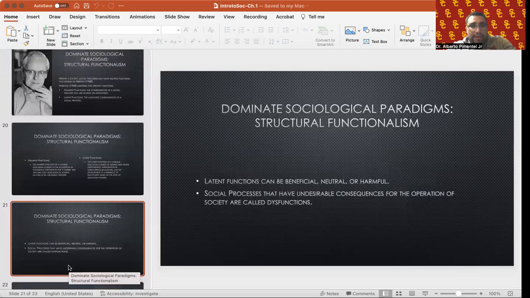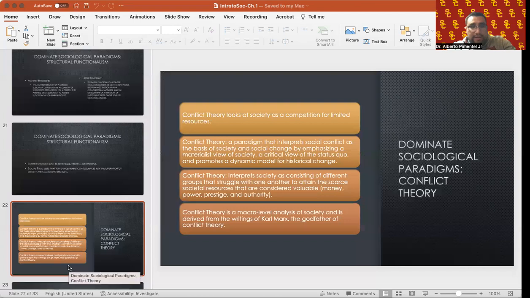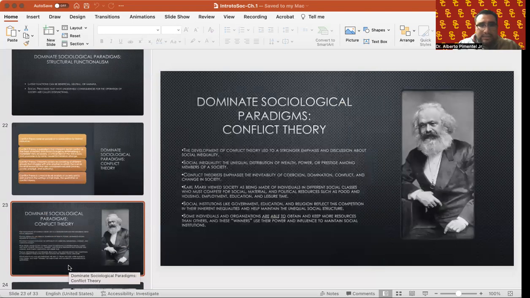What we also want to take into consideration is this paradigm of conflict theory. This idea that our society is in constant battle for limited or scarce resources, such as money, power, prestige, authority. And Karl Marx is the godfather of conflict theory. And Karl Marx talks about this concept. If you look at the picture on the right-hand side, that's Karl Marx. You probably recognize him from some of your history books.